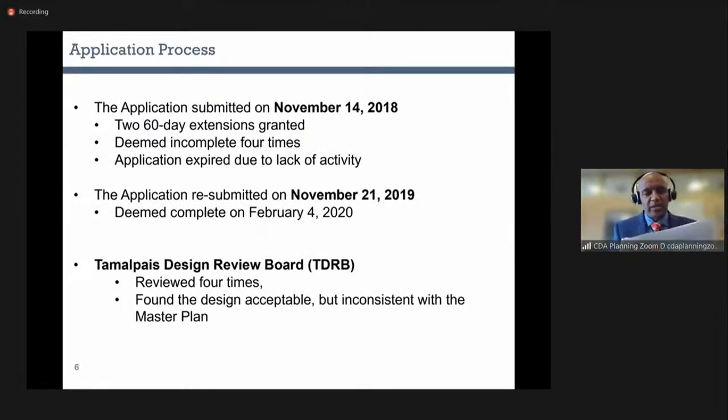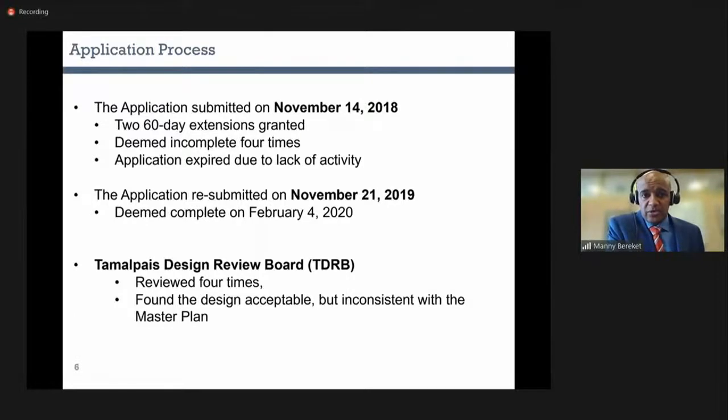Just a brief background on how we got to this point. The county received a master plan and design review amendment application in November of 2018. After reviewing the application the next month, in December, the county deemed the application incomplete and provided the applicant with a list of items to correct and technical studies required in order to complete our review process. Typically, an applicant is given 30 days to respond. In this case, given the magnitude of requirements, we provided the applicant with 60 days to respond.